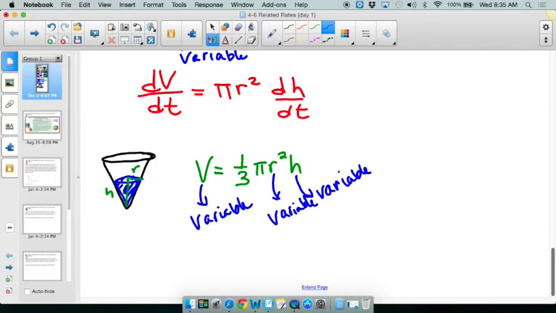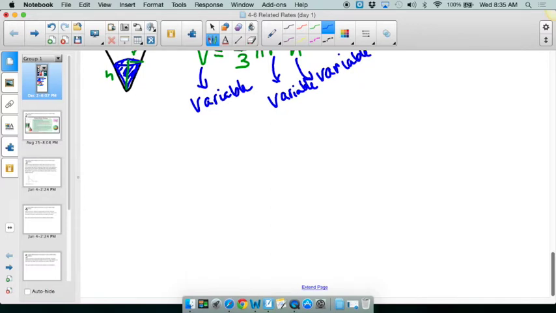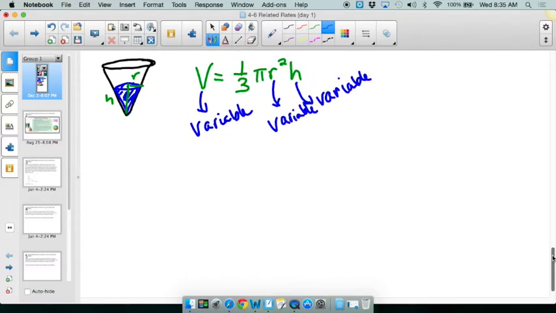And if we don't know a relationship between r and h, we're going to have to use a product rule here to find the derivative. I'm going to take you through the product rule on this one, but then the example we're going to do in class on the next slide or two has a relationship between these two, so we can eliminate one of the variables, and then the derivative is much easier.